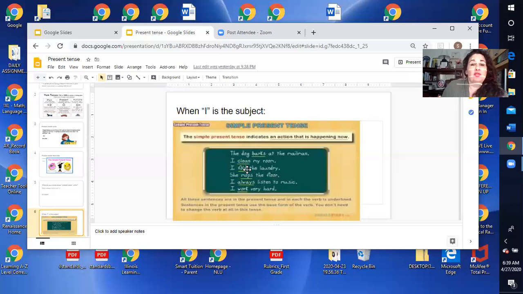But if you were talking about your mom, for example, you would say, my mom folds with an S. She folds with an S. Okay? Just like here, she mops the floor. If it was you, you would say, I mop, M-O-P, with no S at the end, the floor. I always listen to music. I work very hard. If you were talking about your sister, for example, it would be she works with an S at the end, very hard.